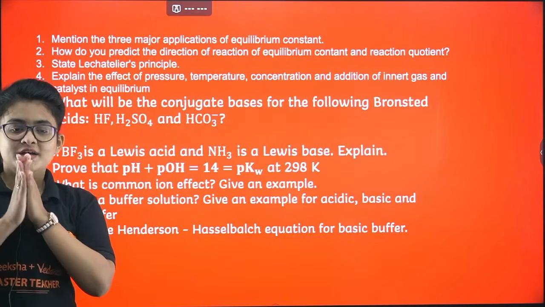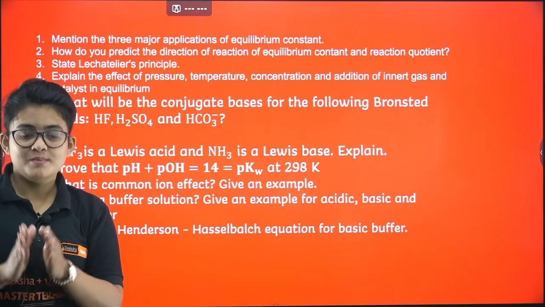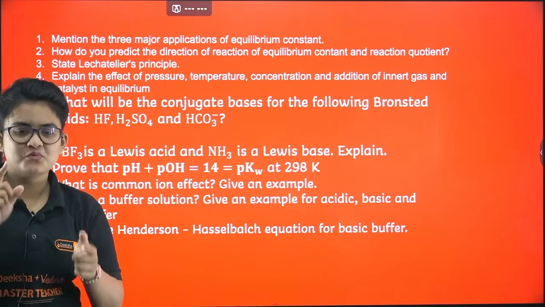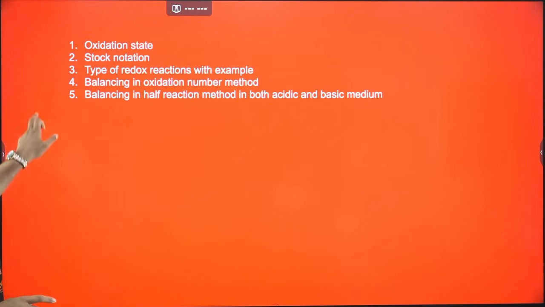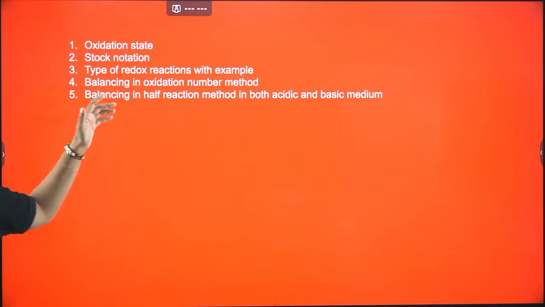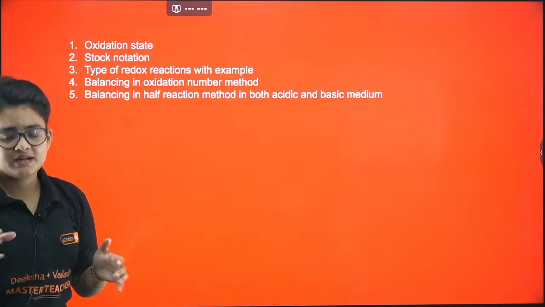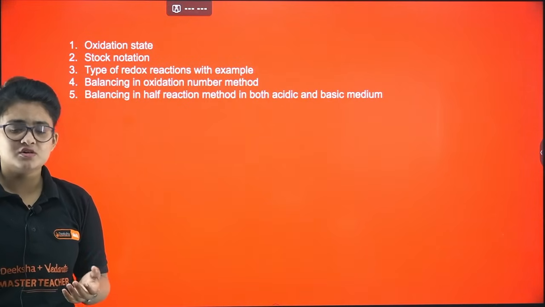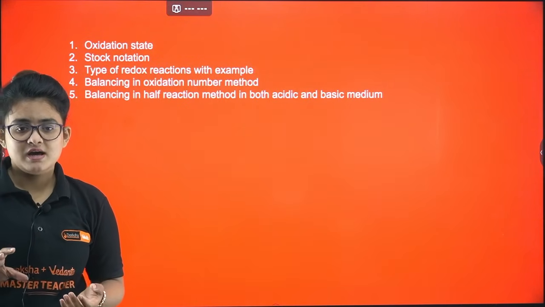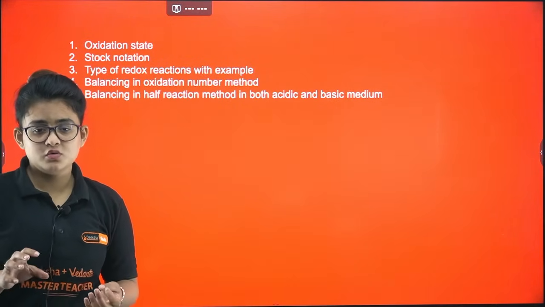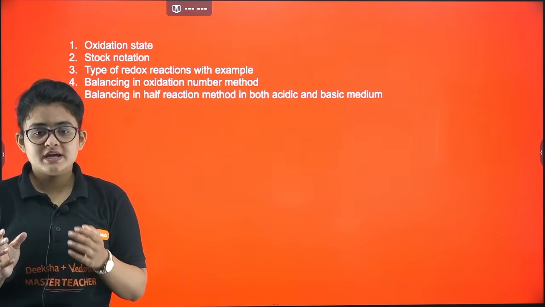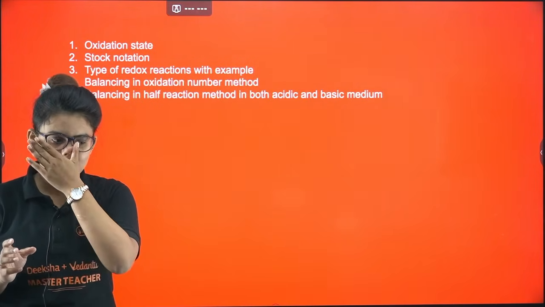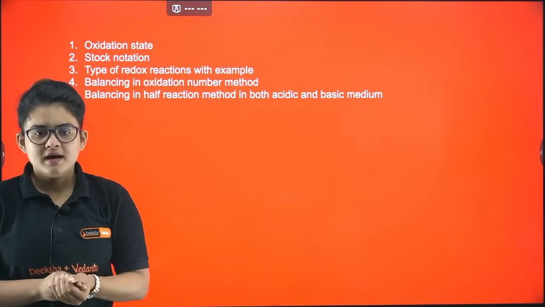Again, I am telling you, so for the numerical, make sure you are watching that video. Yes, let's proceed. Redox reaction, these are the basic question. Very few questions comes. Selectively, we can predict the question. In fact, oxidation state they can ask. Stock notation they can ask you to write down. And any type of redox reaction related question, disproportionation type, this type of question they can ask.